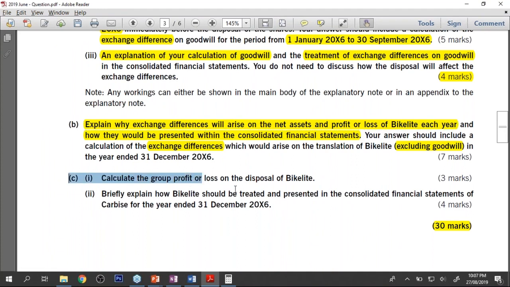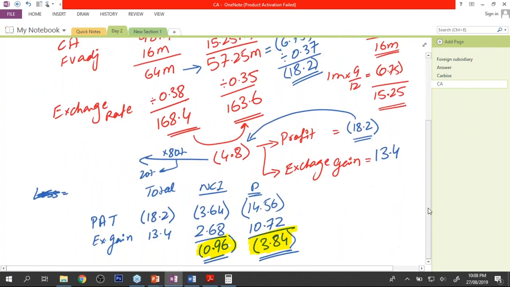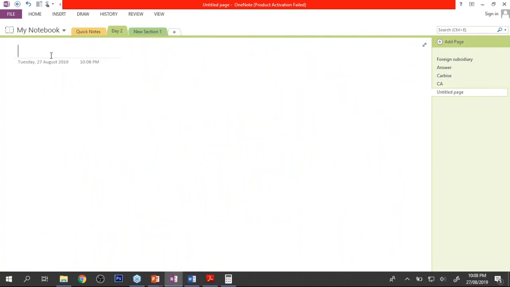Now let's discuss part C. Part C is of 3 marks, which says calculate the group profit or loss on the disposal of Bike Light. So now we need to calculate the profit or loss. If we go back and we write part C, this is actually part C of Carby's.